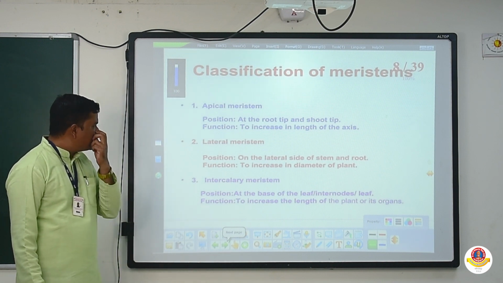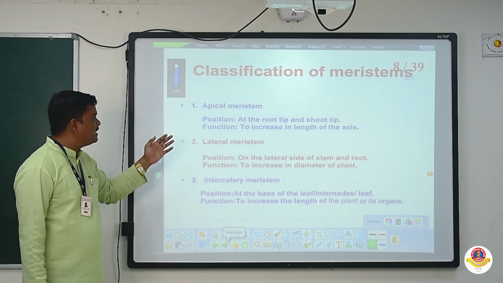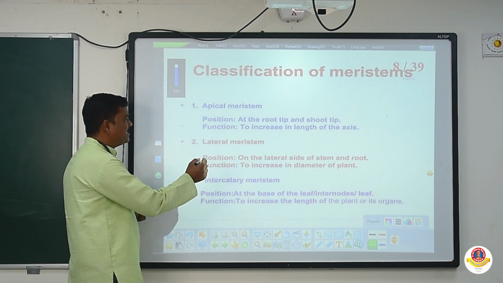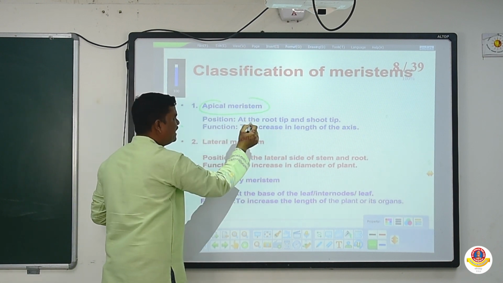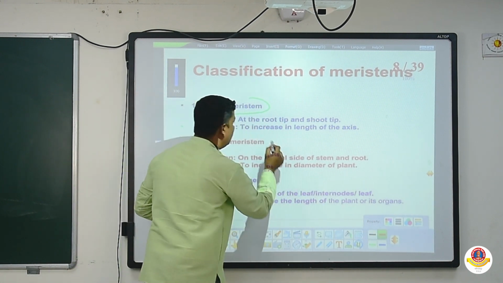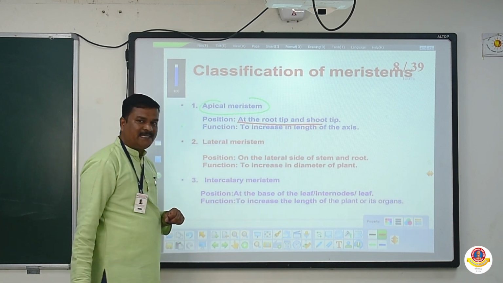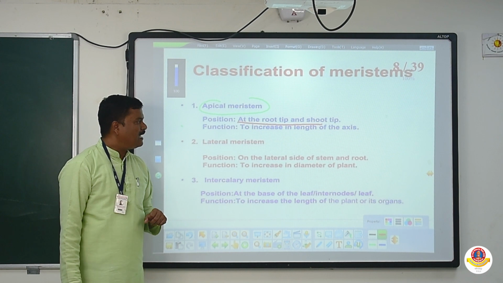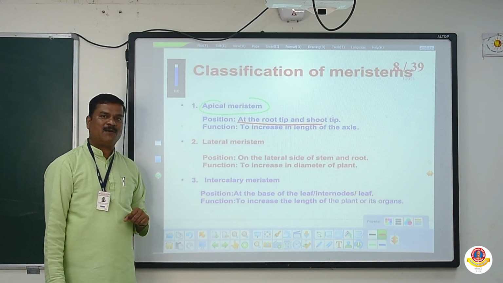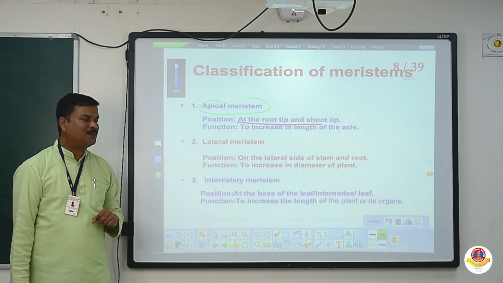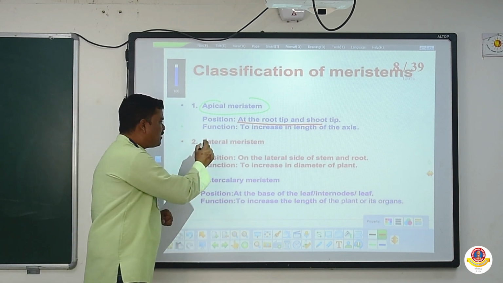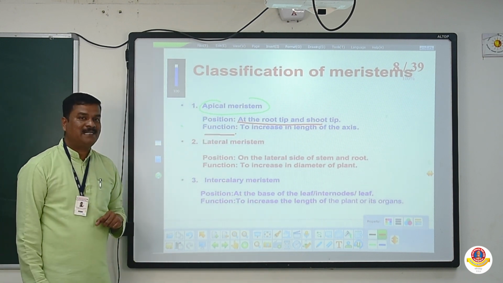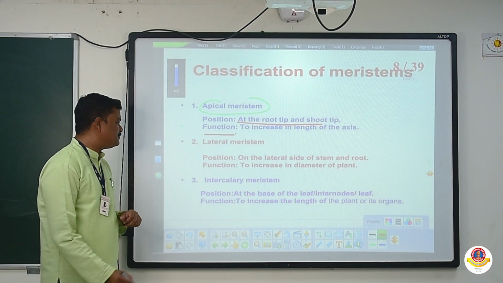So this is a classification based on position. The apical meristem is present at the root tip or shoot tip. If it is present at the root tip, we call it RAM, that is root apical meristem. If it is present at the shoot tip, we call it SAM, that is shoot apical meristem. The function of this meristem is to increase the length of the axis, either shoot or root.